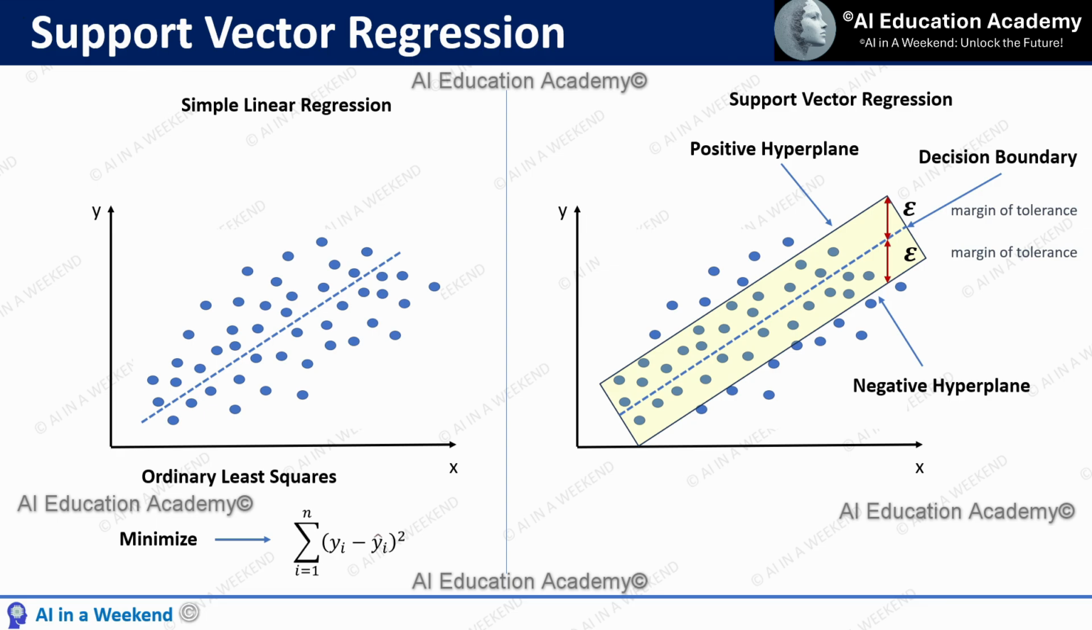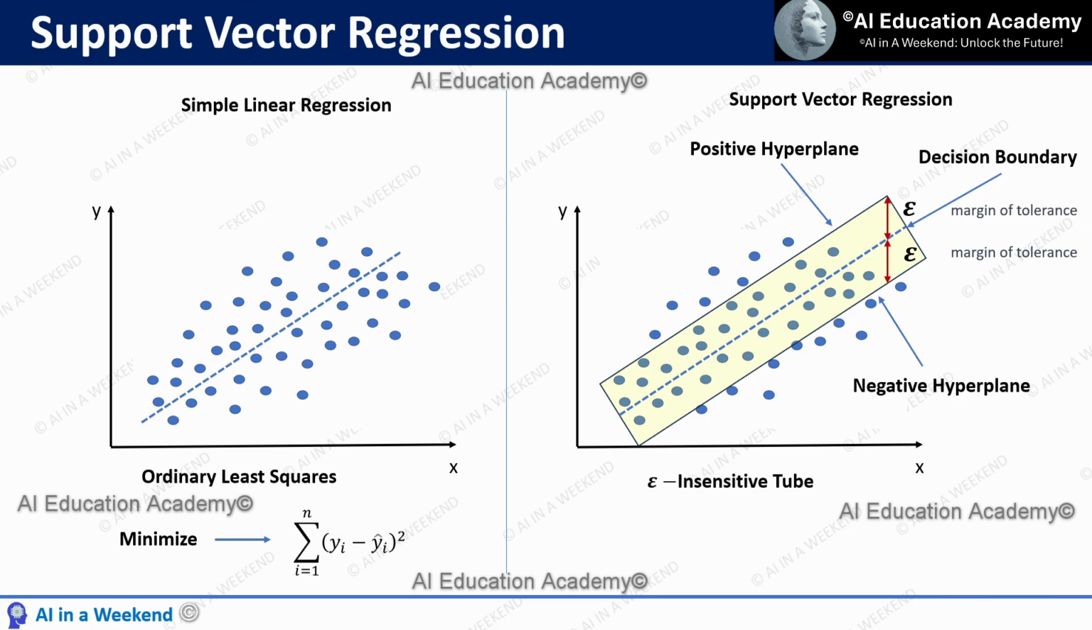The SVR algorithm aims to find the hyperplane that passes through as many data points as possible within a certain distance, and this is called the margin. This approach helps to reduce the prediction error, and this creates what is known as the epsilon-insensitive tube.